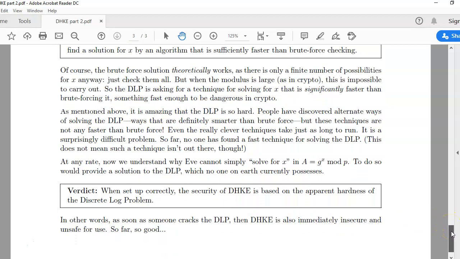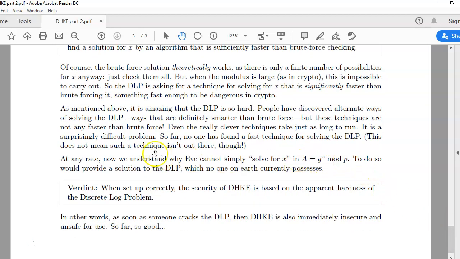And amazingly, this is the amazing part to me, no one has found a fast way of doing this. A lot of incredibly smart people have worked on this, and no one can do it. So, be careful. This does not mean that such a technique isn't out there. It might be that some really, really fast magic technique is out there. It's just that no one's discovered it yet, and this is dangerous. If someone discovers it, we're in big trouble.